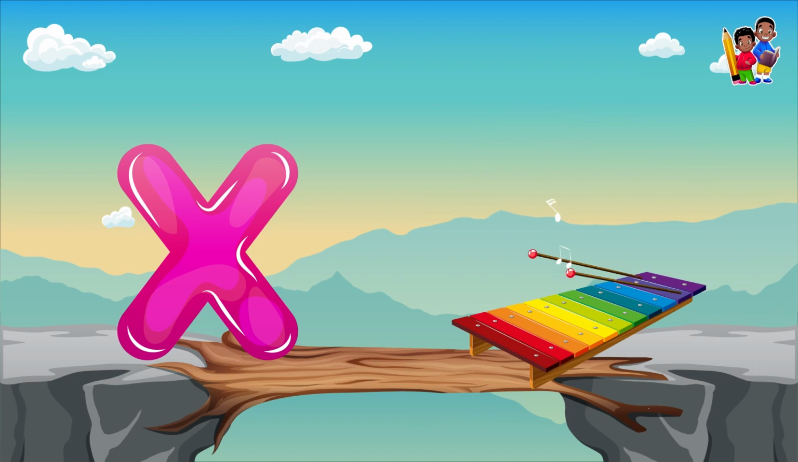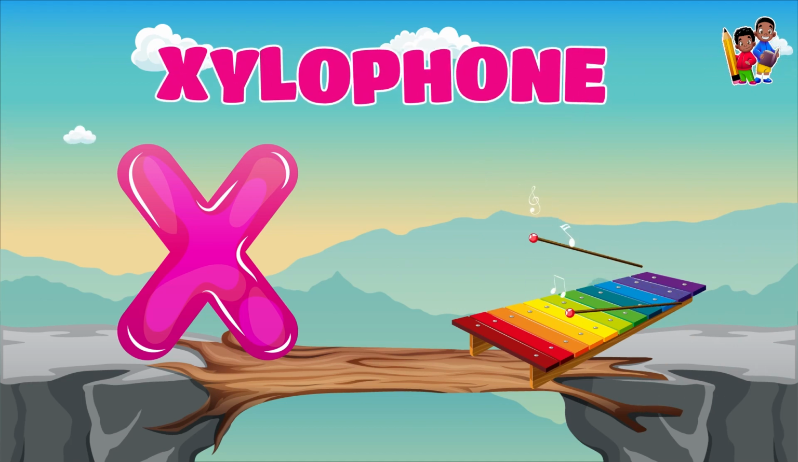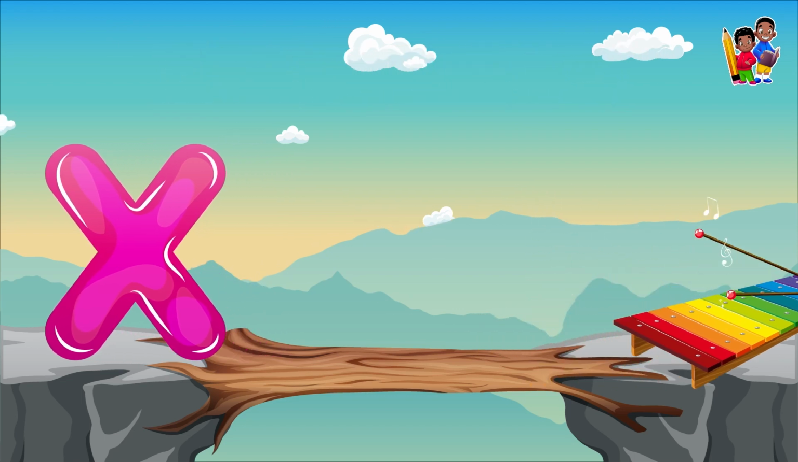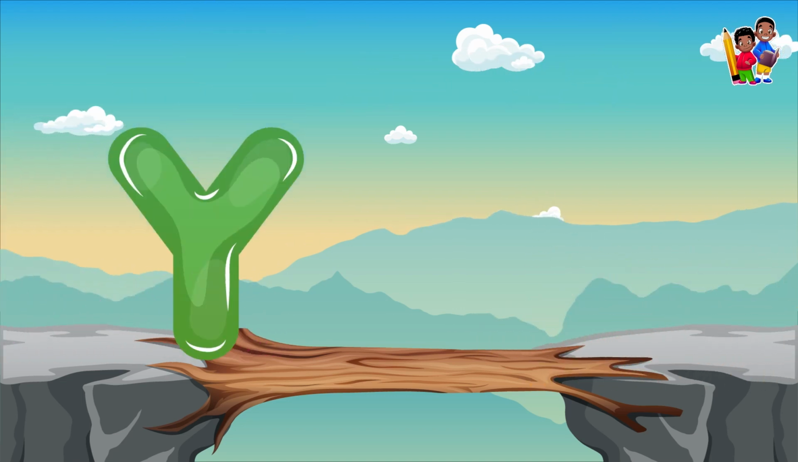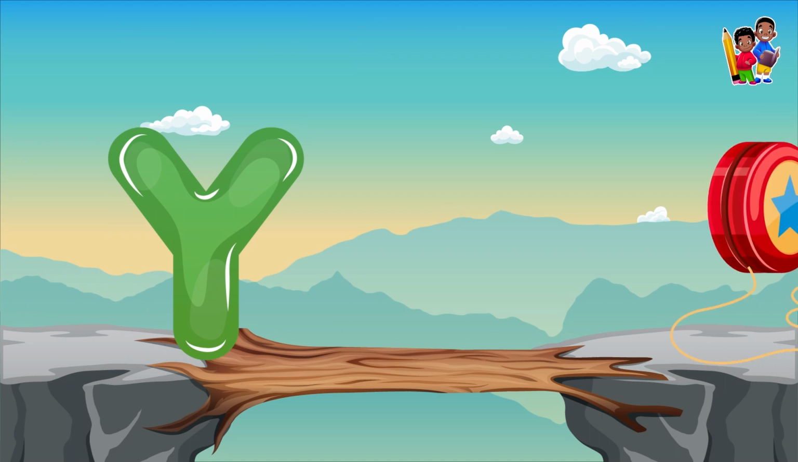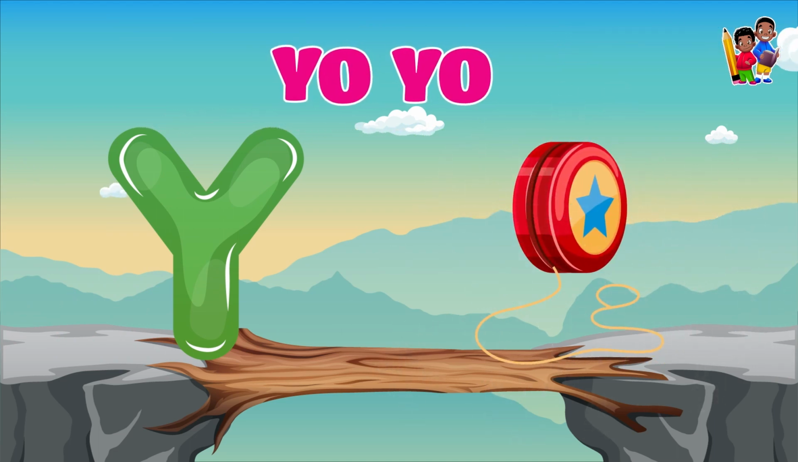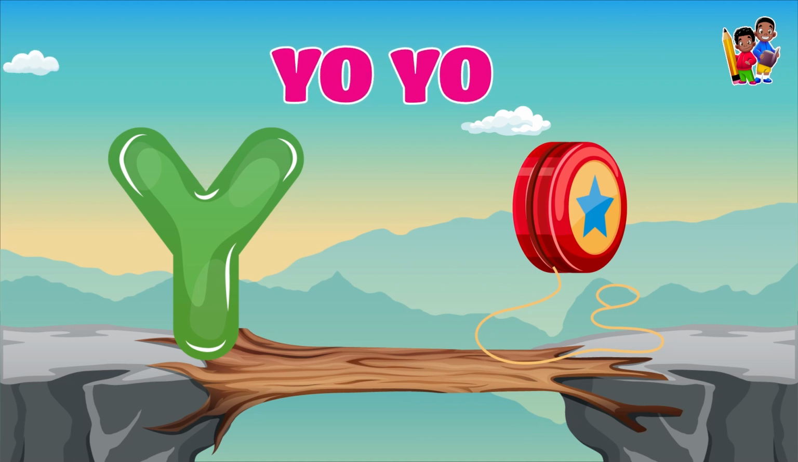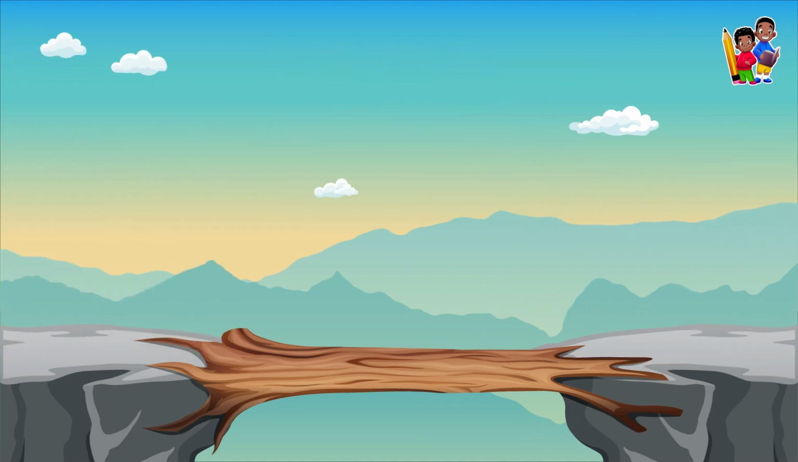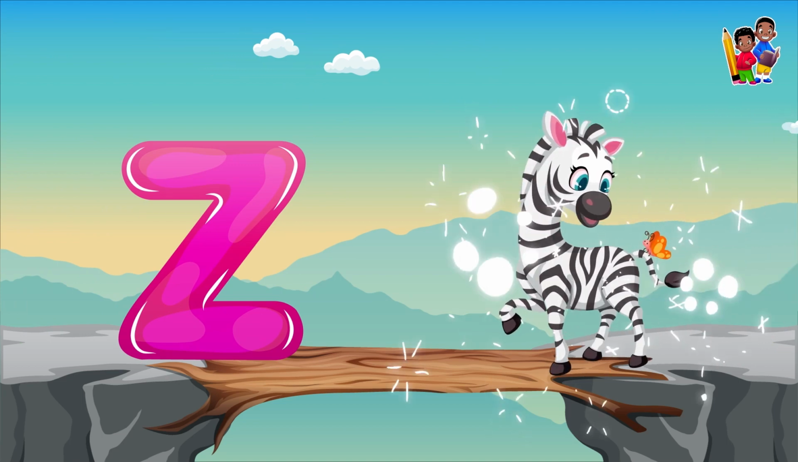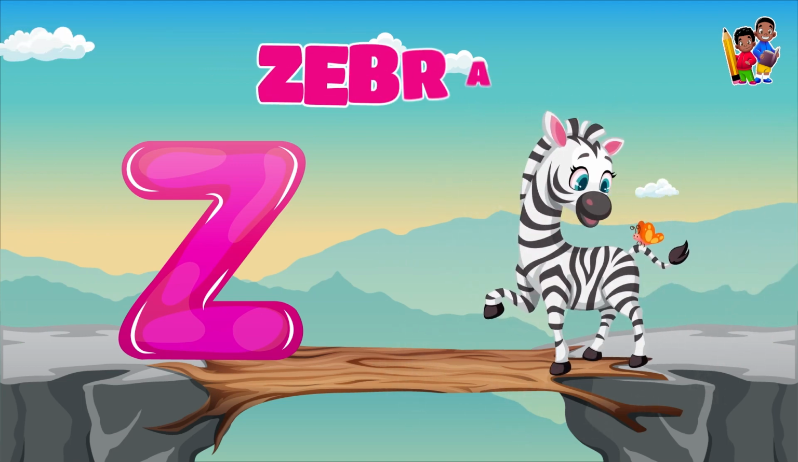Yay! X. X is for xylophone. Yay! Why? Why is for yo-yo? C is for zebra.